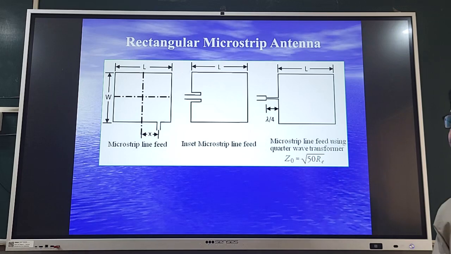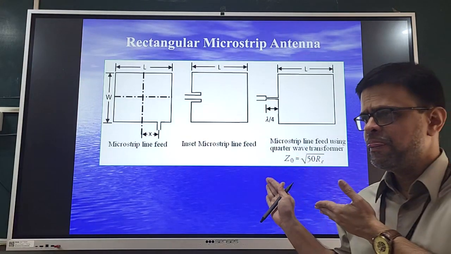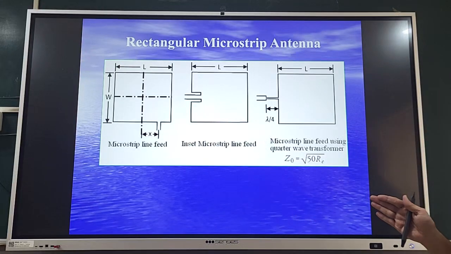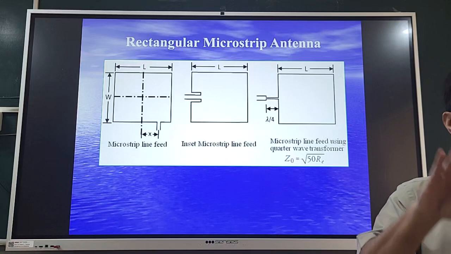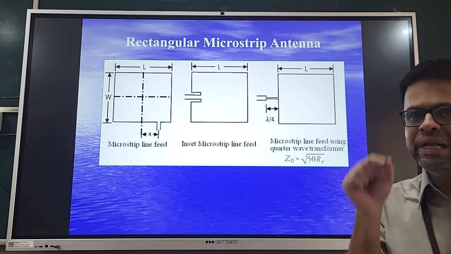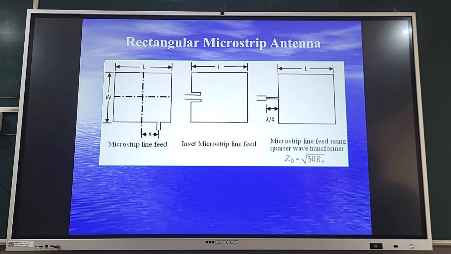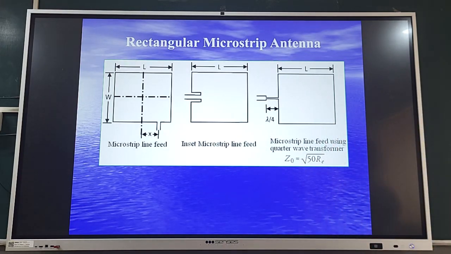Inset microstrip line feed can be used with the same concept in a circular patch also for given impedance matching, or even in an equilateral triangular patch. It is not that this is to be used only for a rectangular patch. I can use it in any regular shape antenna operating in its fundamental mode. The only care you have to take is that it should not affect the fundamental mode frequency at which you are designing your system.